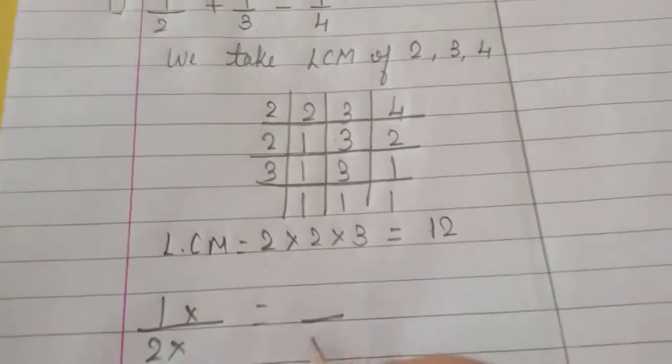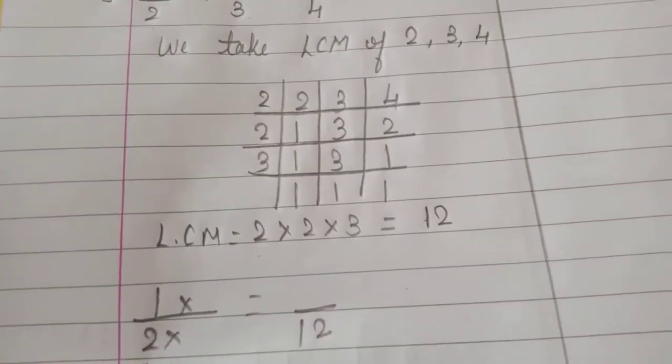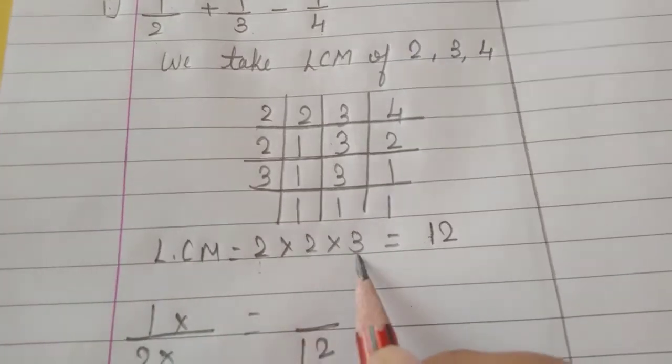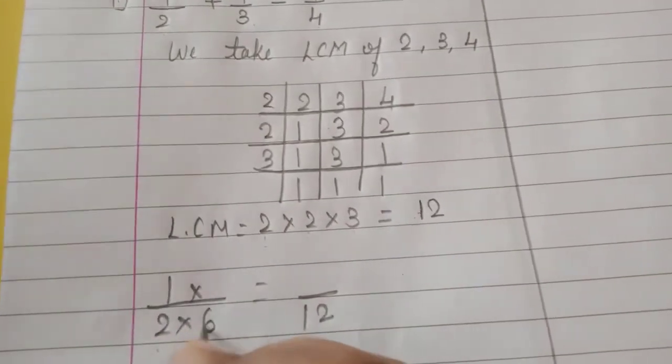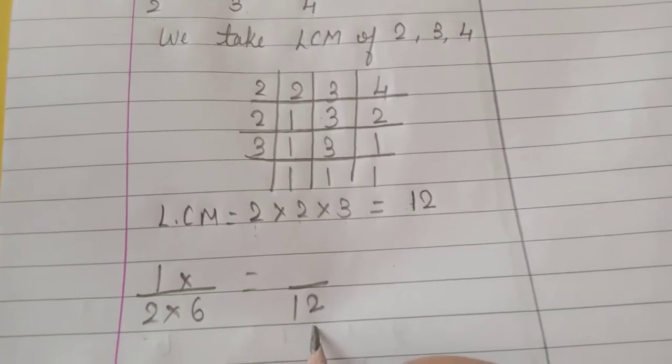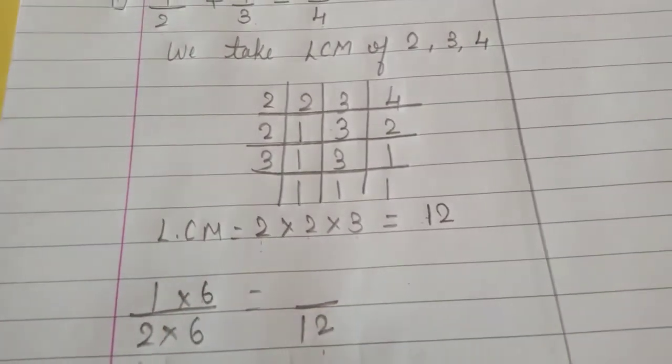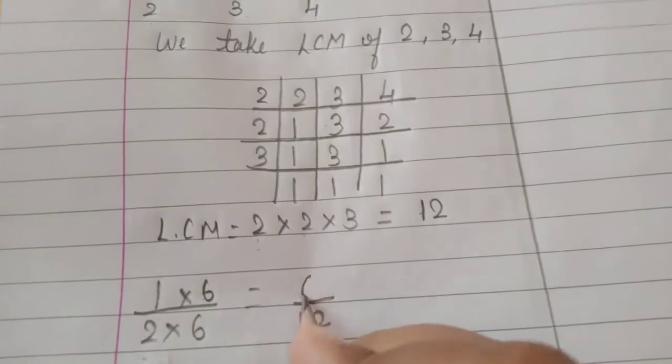So our first fraction is 1 upon 2. So we want denominator 12. So what will we multiply to 2? See, 2 is there, so the remaining 2 numbers, we will multiply 2 3s are 6. So we will multiply 6 to 2 to get 12 as a denominator. 2 6s are 12. So the same in the numerator also we will multiply. So 1 6 is 6.